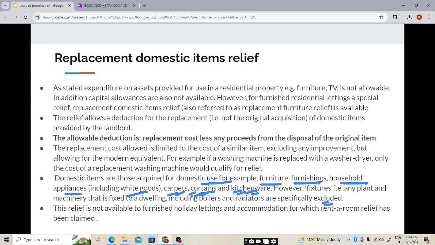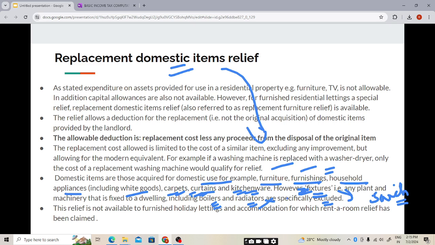The difference is that fixtures are not allowed. What are fixtures? Fixtures are things like switches, switchboards, which are already fixed. These are not allowed. Radiators or hot water boilers are also not allowed. This replacement domestic relief is only available for furnishing, furniture, household items. Only to those it is available. Clear with this? But it is not available for fixtures.